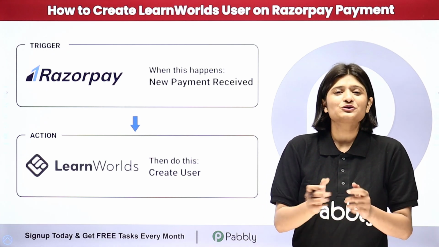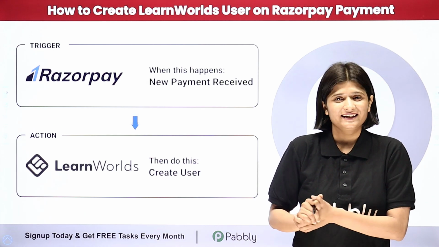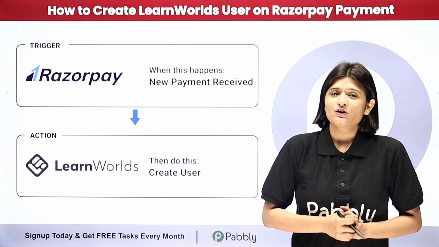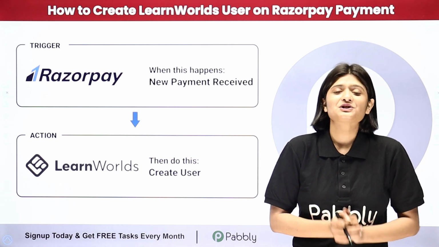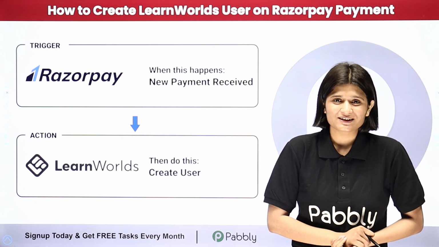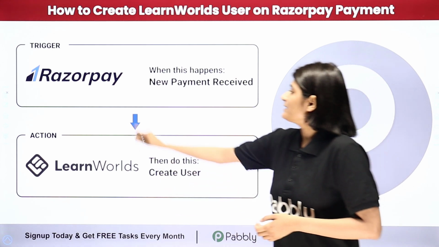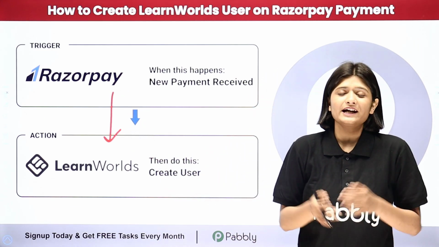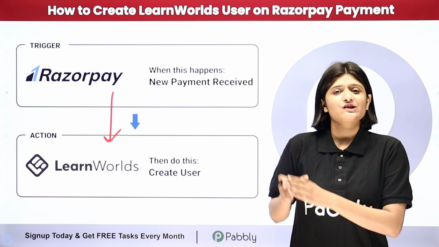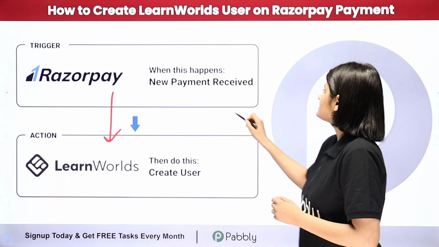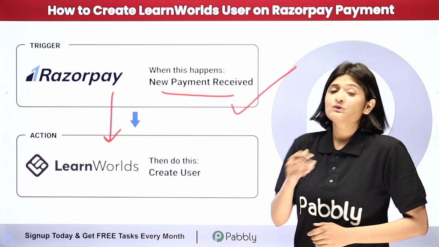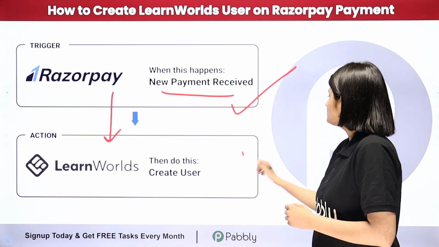this process, and to do this automation I am going to use Pabbly Connect. So Pabbly Connect is an amazing automation and integration software which requires no coding or programming skills. Here I just need to build a connection between Razorpay and LearnWorlds. With the help of Pabbly Connect, I am going to build this connection in such a way that whenever I receive a new payment in my Razorpay, a user will be automatically created in my LearnWorlds account.